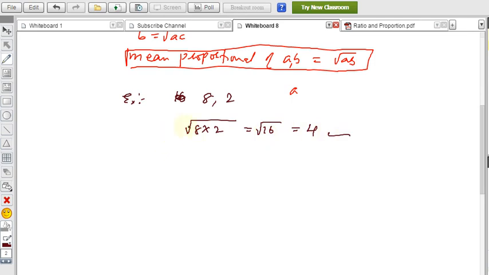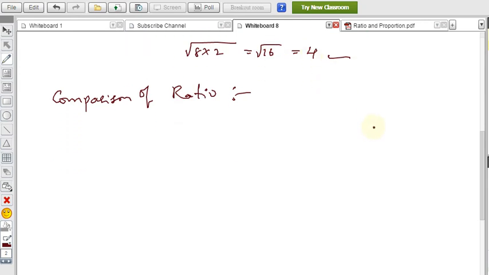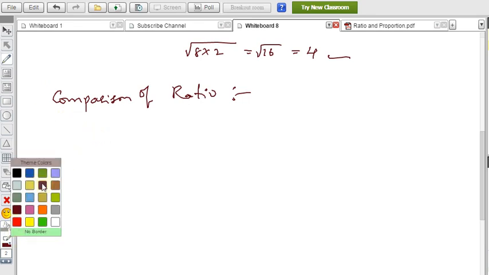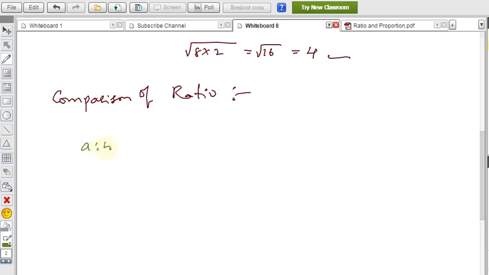Then we'll see the comparison of ratios. Whenever two ratios are equal, only then are they in proportion. Now, if you take the greater than or less than symbol, there is comparison. I'll write an example: A is to B is greater than C is to D. Then A by B is greater than C by D, because the ratio A is to B is also nothing but A by B. So like this you can compare.